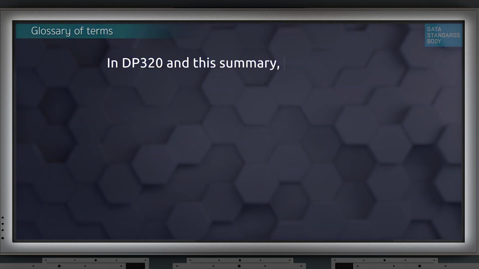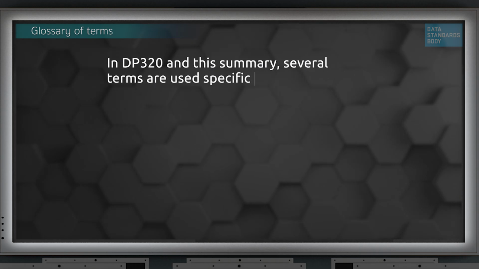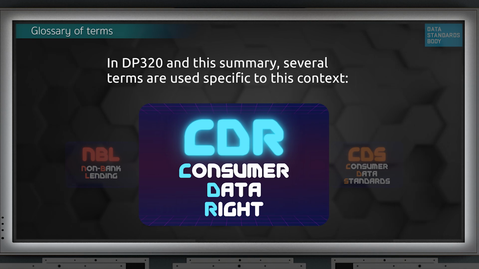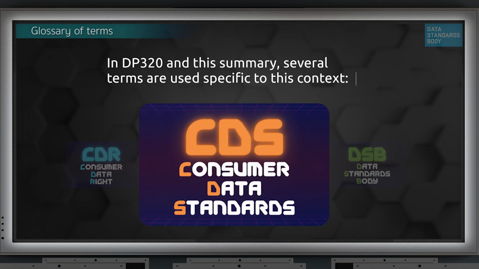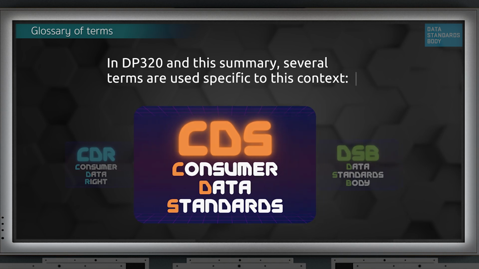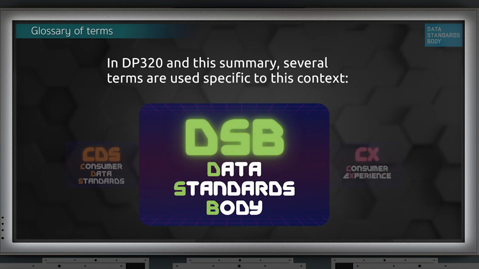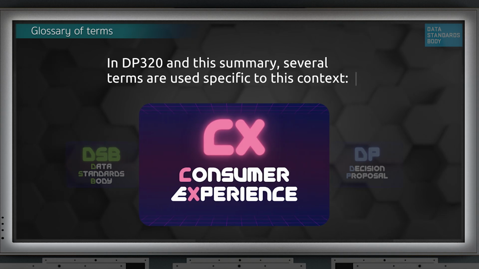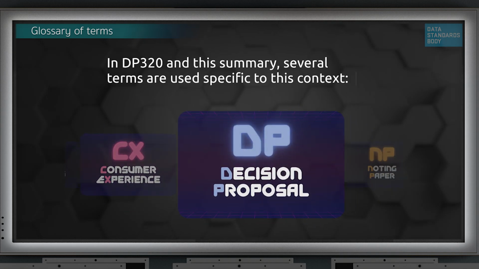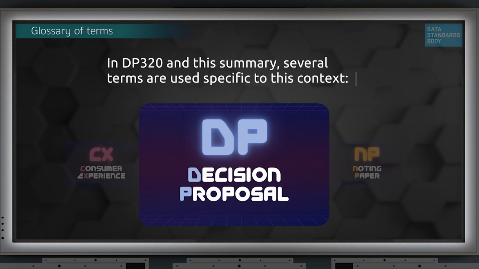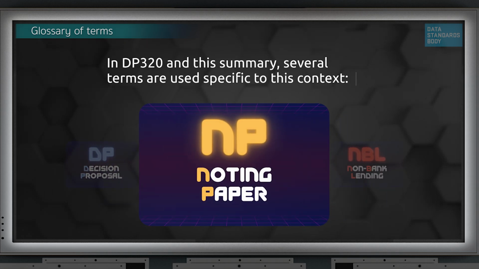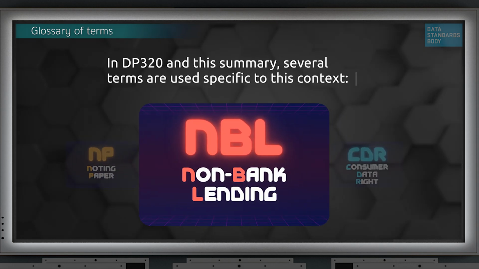In DP 320 and this summary, several terms are used specific to this context. CDR, Consumer Data Right. CDS, Consumer Data Standards. DSB, Data Standards Body. CX, Consumer Experience. DP, Decision Proposal. NP, Noting Paper. NBL, Non-Bank Lending.